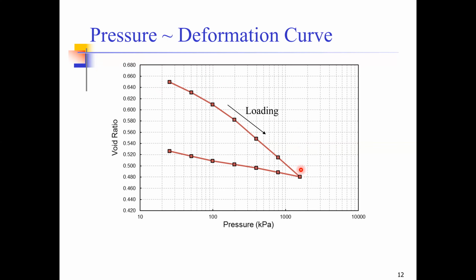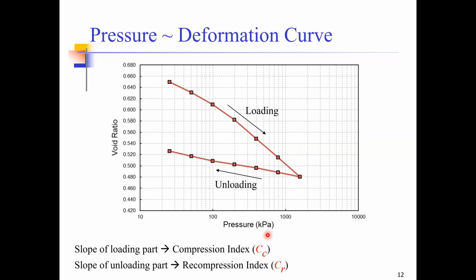Once we have applied the maximum load, then we start removing the load and reducing the applied pressure. And when we reduce the applied pressure, you see the void ratio keeps on increasing a little. So this is the unloading part. And we have also discussed that the slope of this loading part is called the compression index, and the slope of this unloading part is something we call the recompression index.